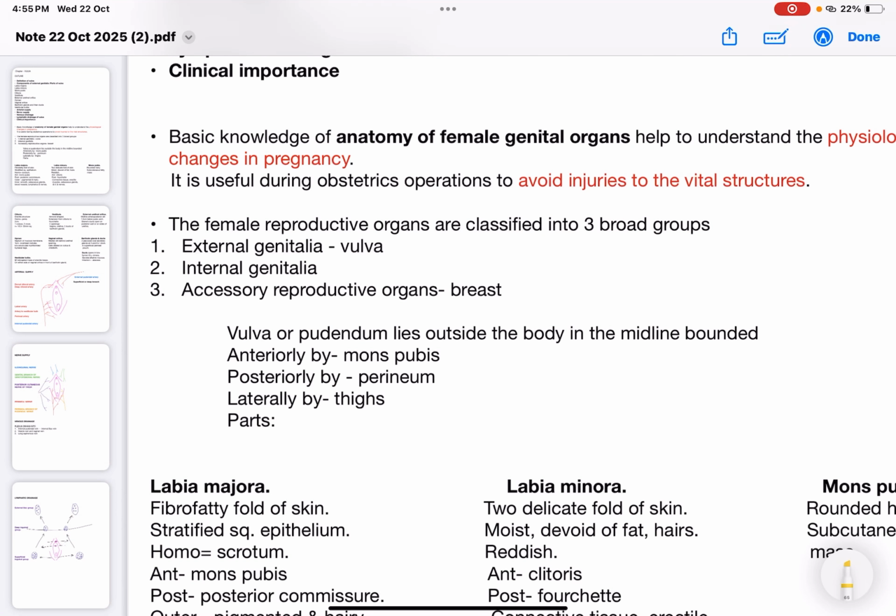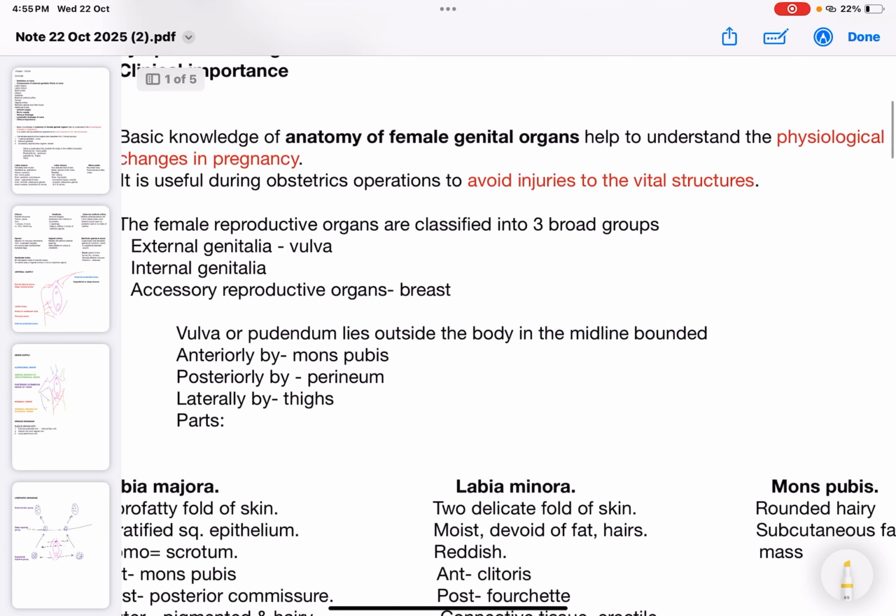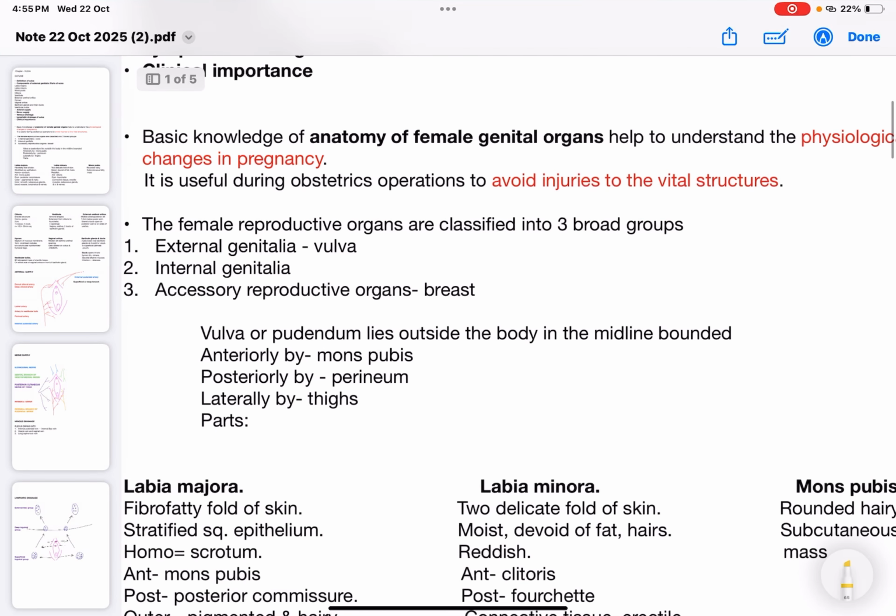So why is it important? Basic knowledge of anatomy of female genital organs helps to understand the physiological changes in pregnancy. It is useful during obstetric operations to avoid injuries to the vital structures.